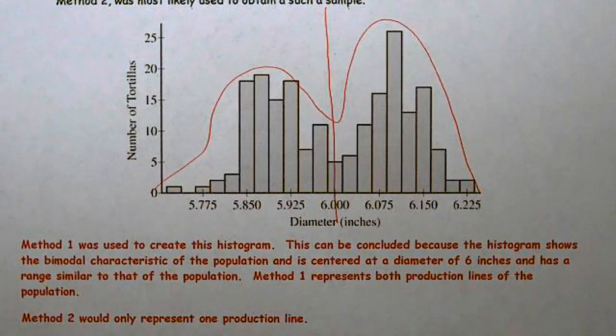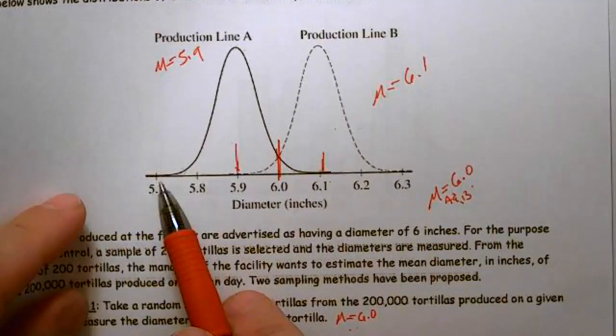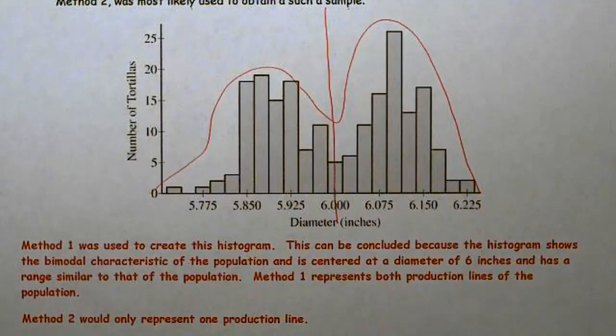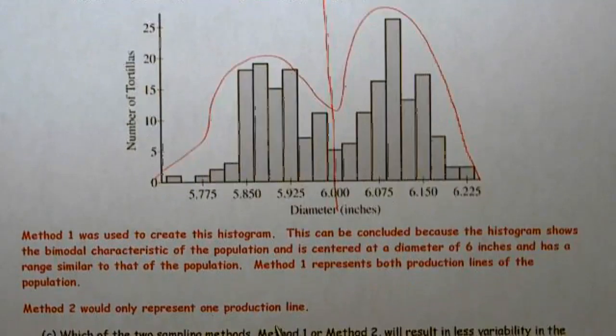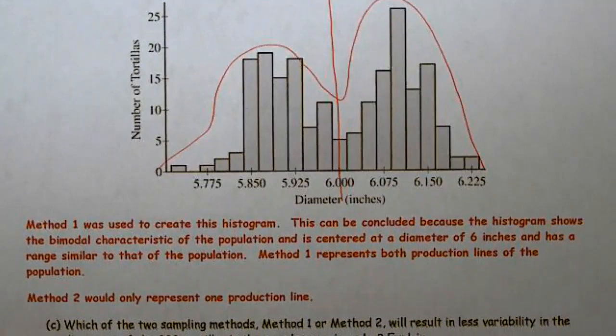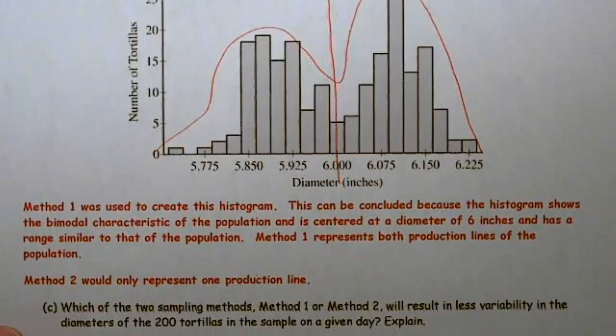And this can be concluded because the histogram shows the bimodal characteristic of the population, is centered at a diameter of 6 inches, and has a range similar to that of the population. And why do I say that? Well, the population should have been from about 5.7 to 6.3. Method 1 represents both production lines. Method 2 would only represent one of the production lines. You did not have to include that, but it's a good piece of information.